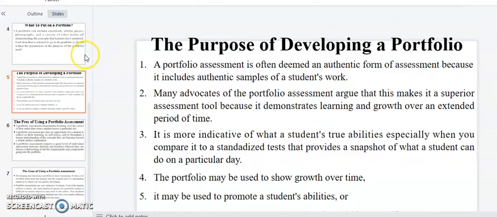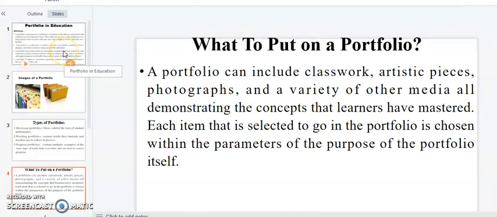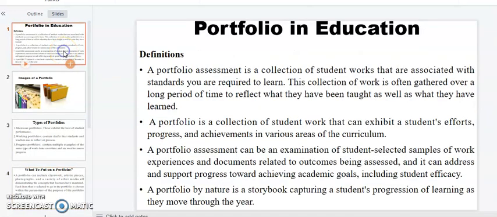So that marks the end of my presentation, where we've been discussing a portfolio in education.